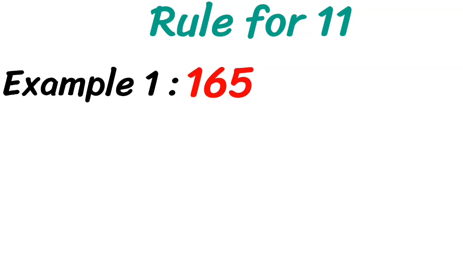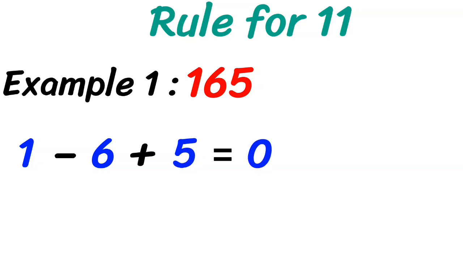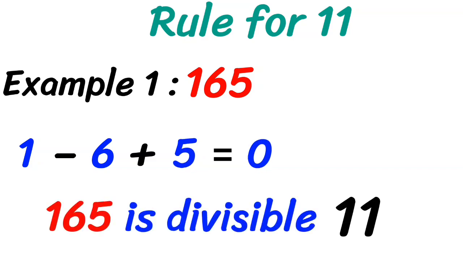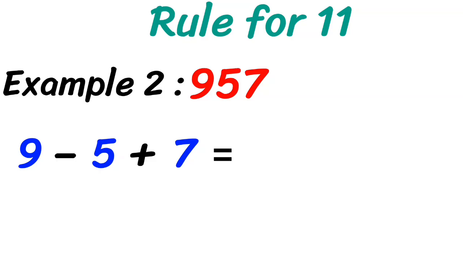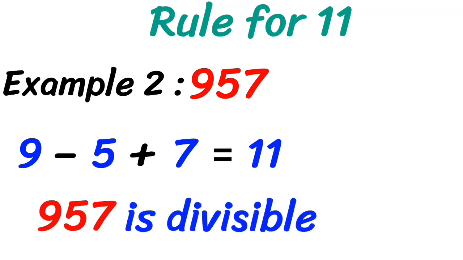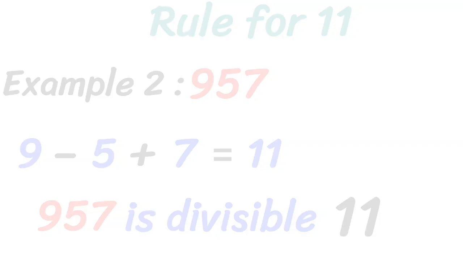Example 1, 165. The digits in the odd positions are 1 and 5, and the digit in the even position is 6. 1 minus 6 plus 5 equals 0. Therefore, 165 is divisible by 11. Example 2, 957. 9 minus 5 plus 7 equals 11. Therefore, 957 is divisible by 11.